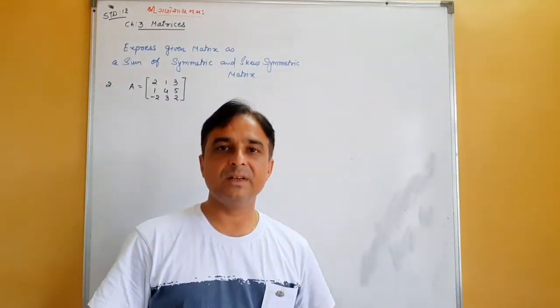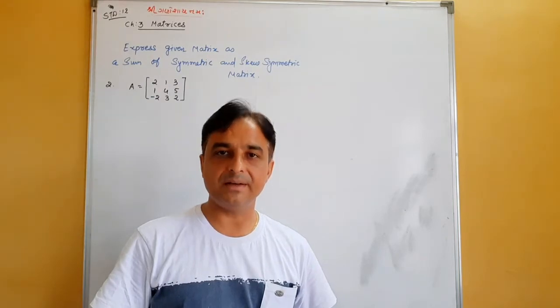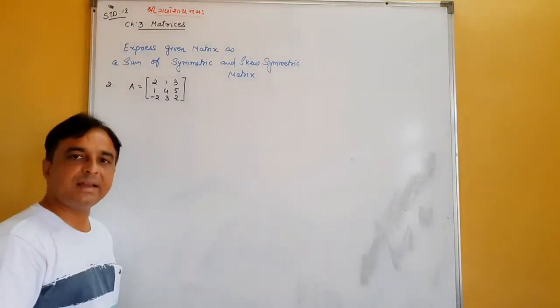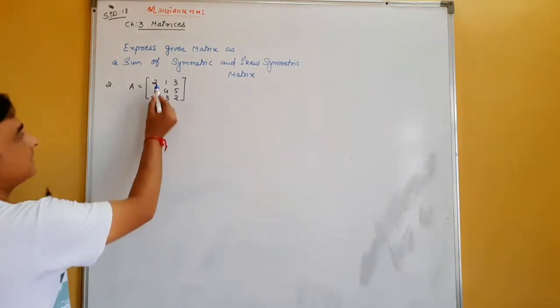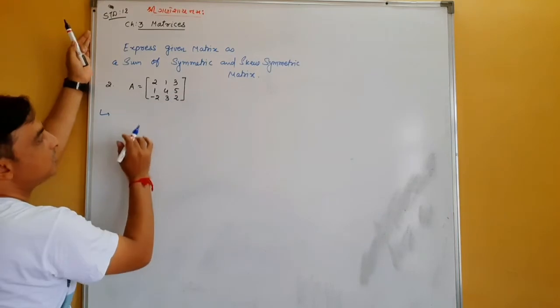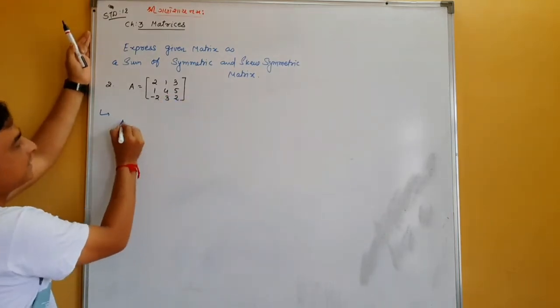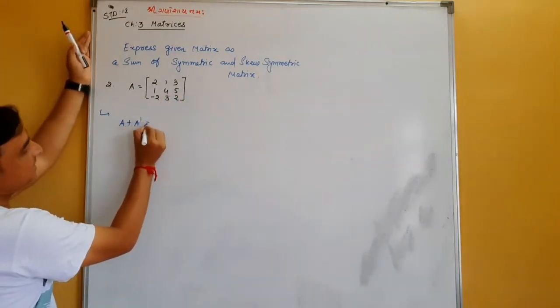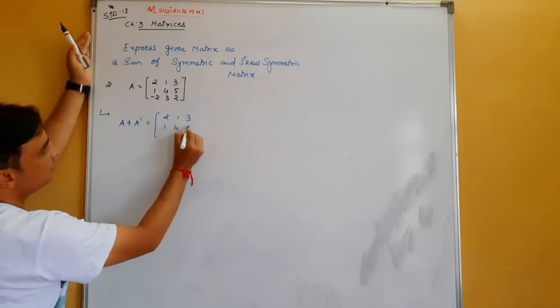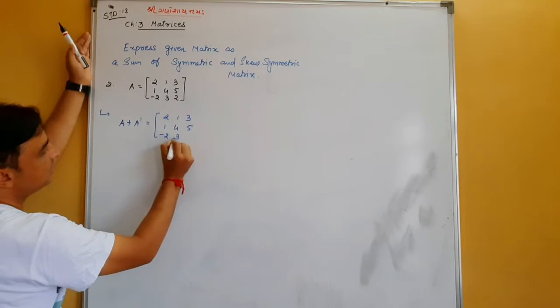Let's see the next question. For a 3 by 3 matrix, express it as the sum of a symmetric and a skew symmetric matrix. The given matrix is A = [2 1 3; 1 4 5; -2 3 2]. First find the symmetric matrix, then A plus A dash.